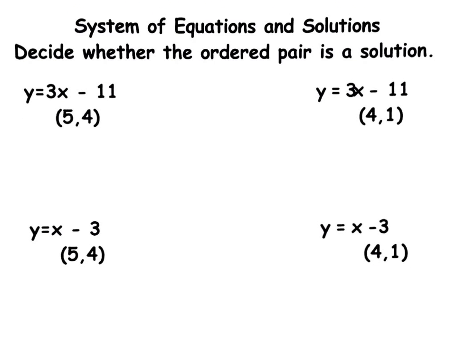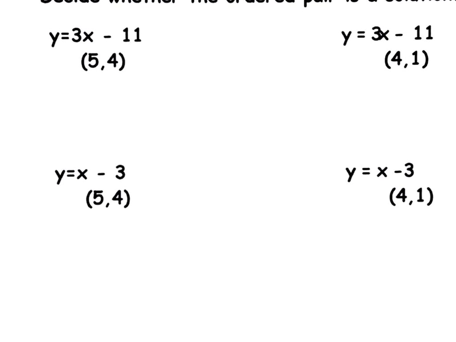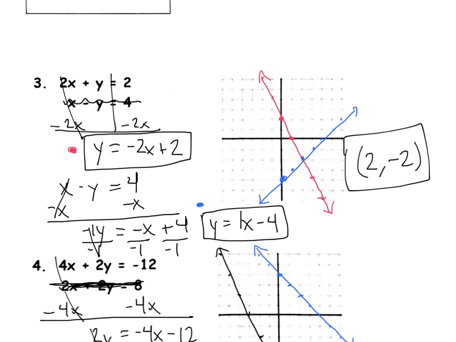Now, what happens once you graph a line and you want to check whether something is a solution or not? Let's say, up here, let's go back up here. I graphed these 2 lines. Here they are. The point is 2, -2.